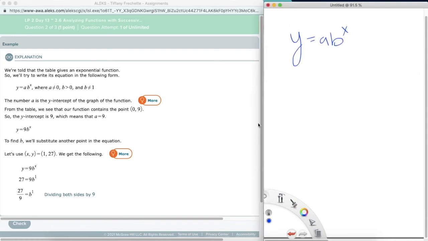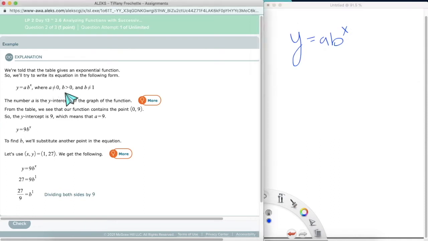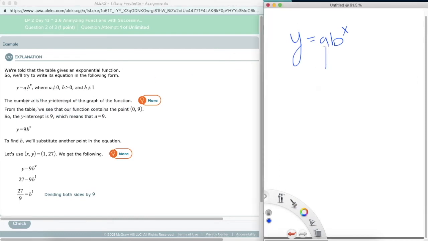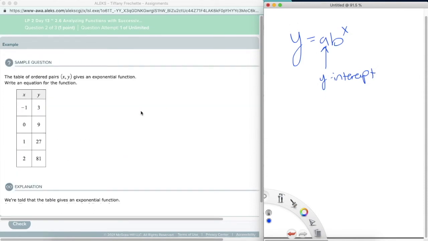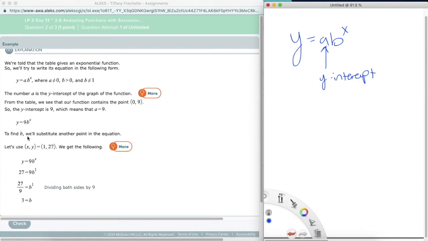Again, we should have this on our notes pages, where a does not equal 0, and b has to be greater than 0, and b cannot be 1. So there's a couple of limitations there. The number a is the y-intercept of the graph. So this number in front here, this is the y-intercept. From the table, we see that our function contains the point (0, 9). So they told us that, (0, 9) here. And this is the example problem. So the y-intercept is 9, which means that a equals 9.